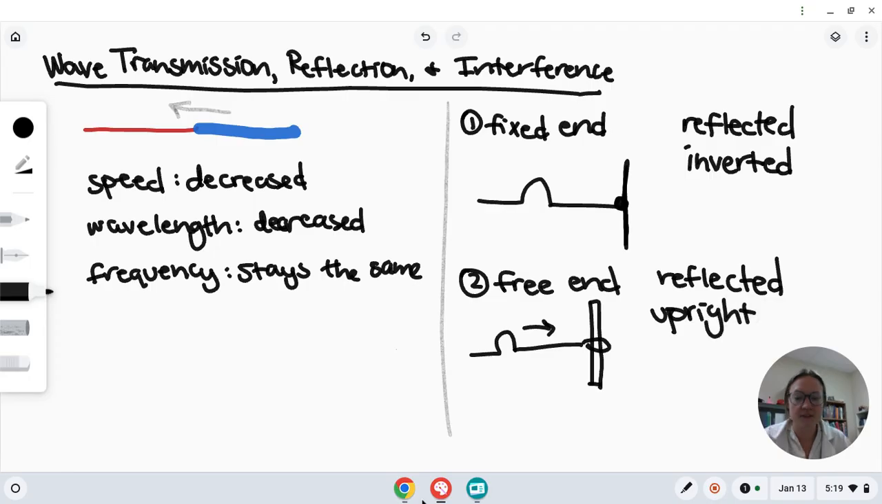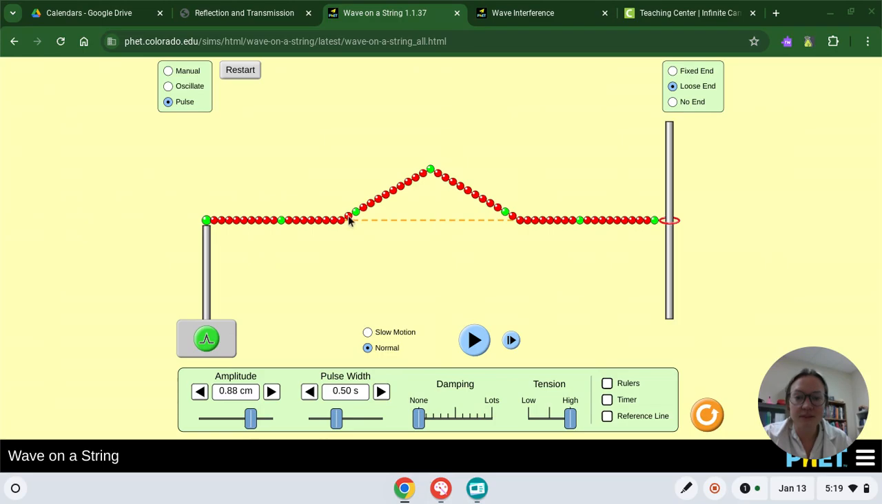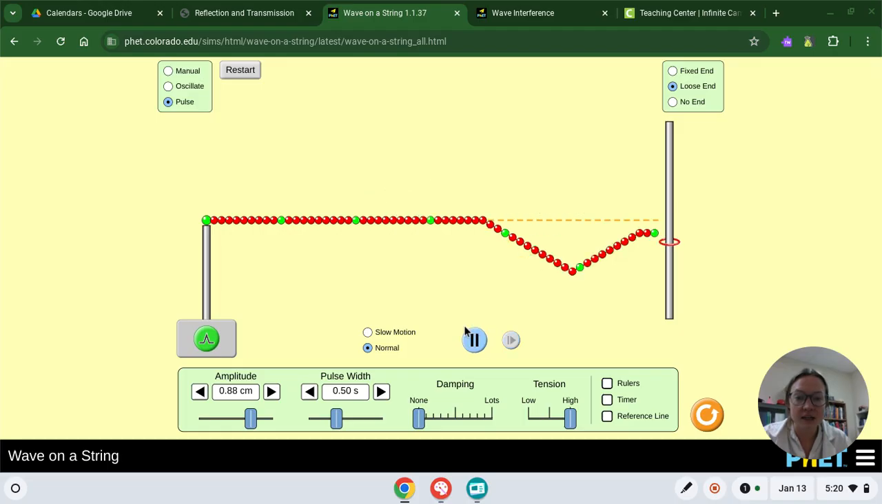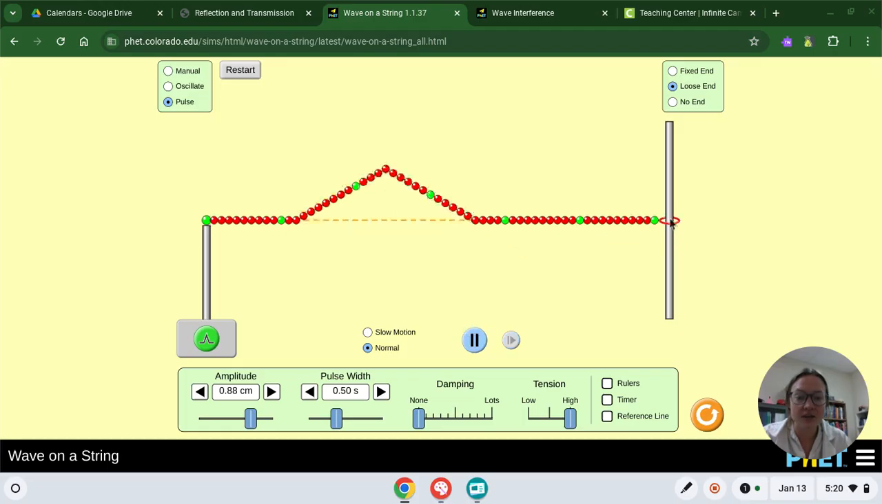It's reflected back upright. In this simulation, it's really fun to see. You can see that when it hits the free end, it's going to get reflected back upright, but then over here, this acts like a fixed end. So when it gets reflected again, it comes back upside down. Check it out. Then when it hits the free end, it comes back again upside down, like so. When it hits the fixed end, it gets flipped, gets inverted, and comes back up right side up.